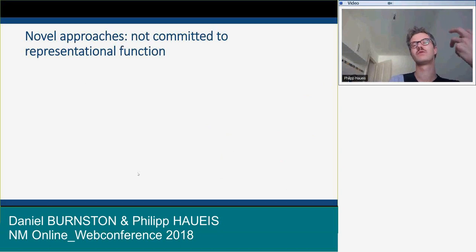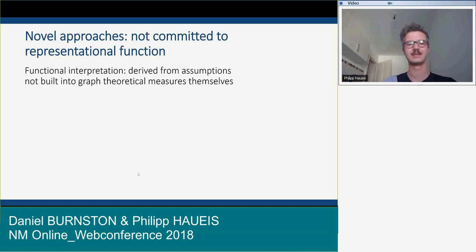What one can see from these studies is that there is not a strict commitment to the representational function of each level in the hierarchy. The first thing to note about why this is the case is that if functional interpretations are given of these new network analyses, they're usually derived from assumptions that are not directly built into the graph theoretical measures themselves. They're a theoretical or conceptual background imported to interpret the studies, but they're not part of the analysis technique themselves.